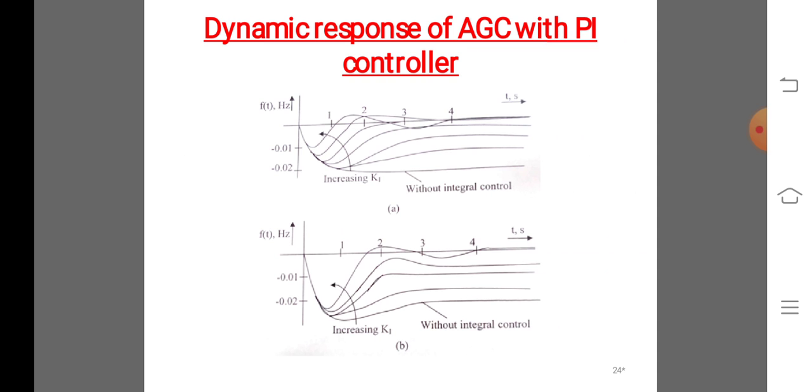This is the dynamic response of AGC with a PI controller. This PI controller shows two different modes of graphs of the dynamic response of AGC. PI means proportional integral. In this dynamic response, it takes frequency and time, which means the step controlled input of the single area system. Another one is the step controlled area of AGC. Both graphical representations are given here.